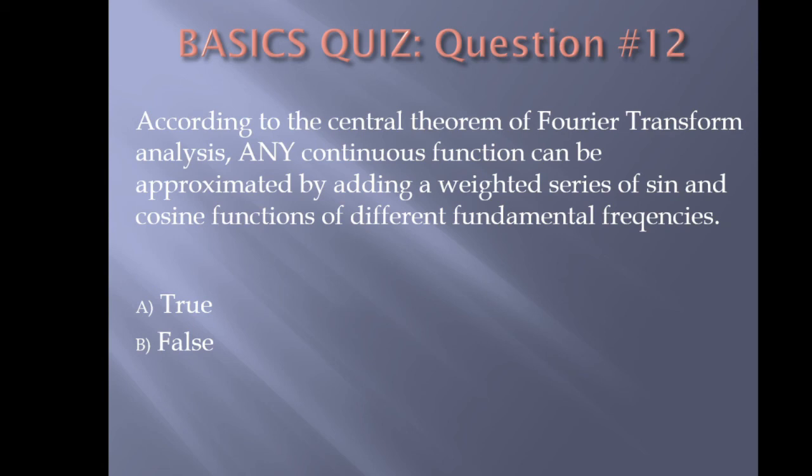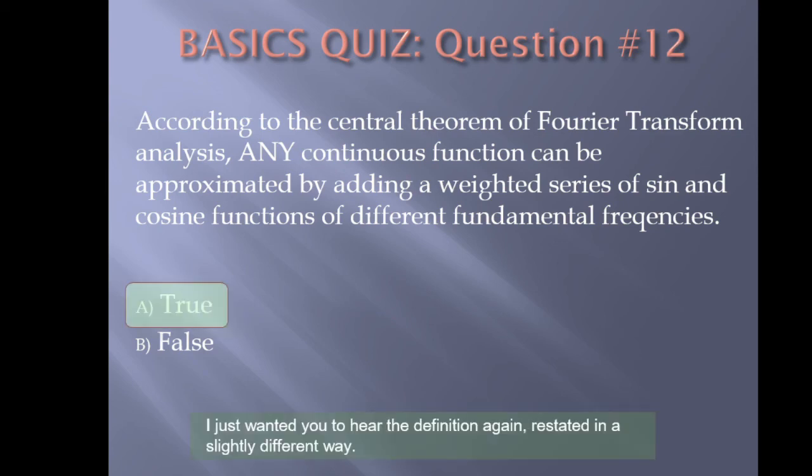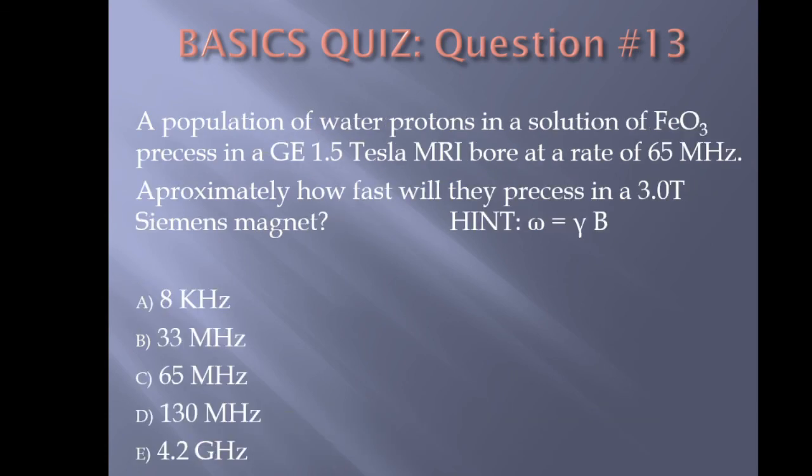According to the central theorem of Fourier transform analysis, any continuous function can be approximated by adding a weighted series of sine and cosine functions of different fundamental frequencies. Yeah, I know I just said it, but I wanted to hear it again. I love the Fourier transform.